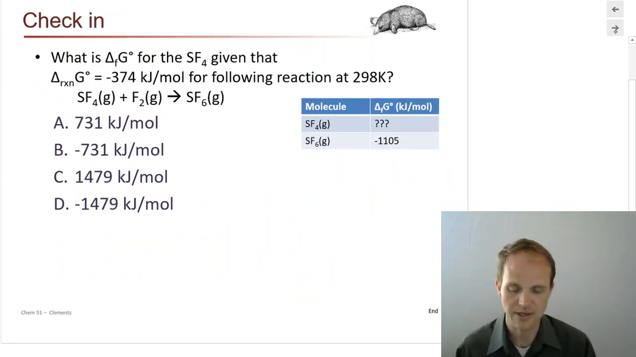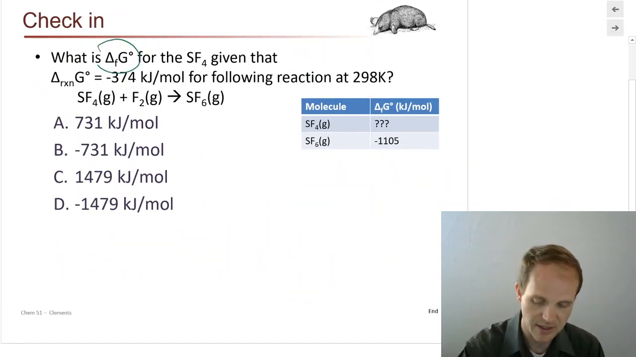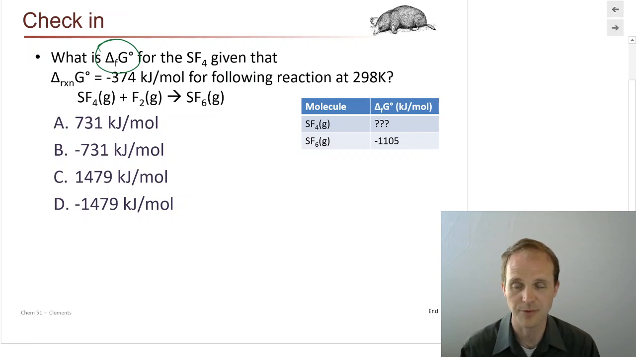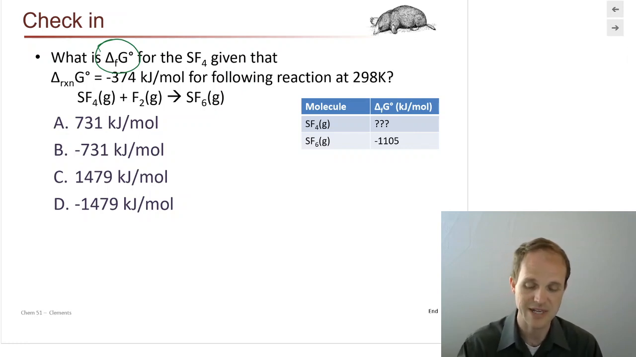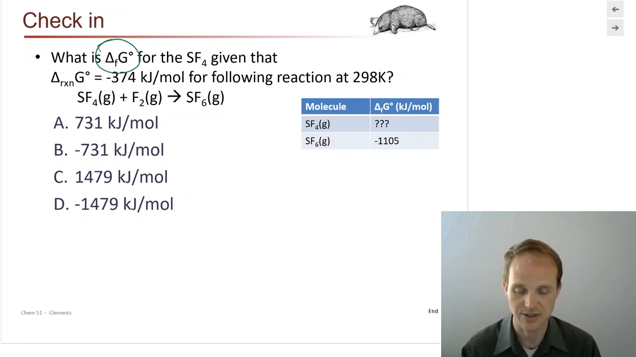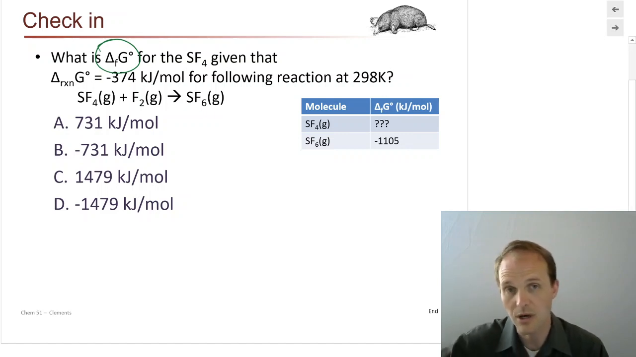Our next one, we're going to try to find out what the standard Gibbs enthalpy of formation is for SF4, given we know the reaction standard Gibbs free energy and something about one of the other things at 298 Kelvin. So you're going to try to figure out what is the delta G of formation of SF4.